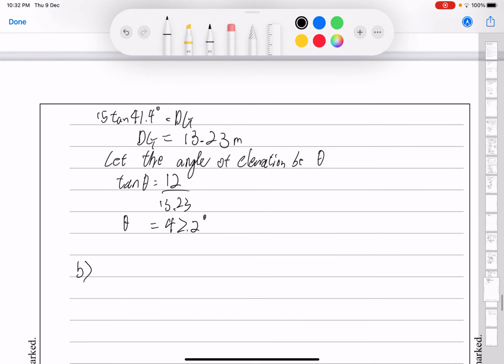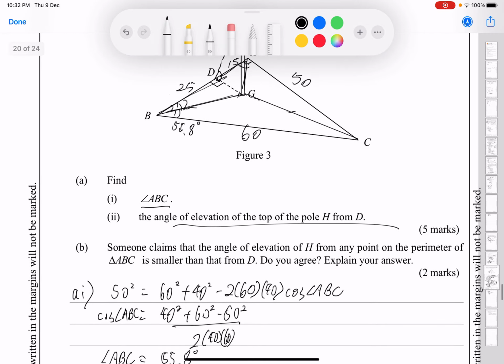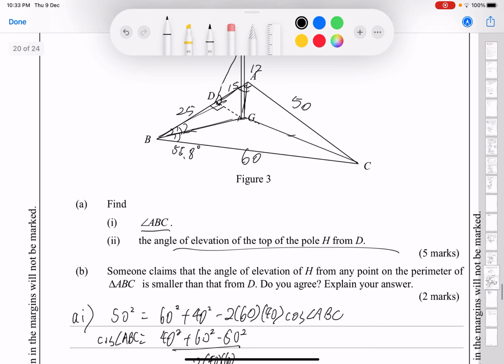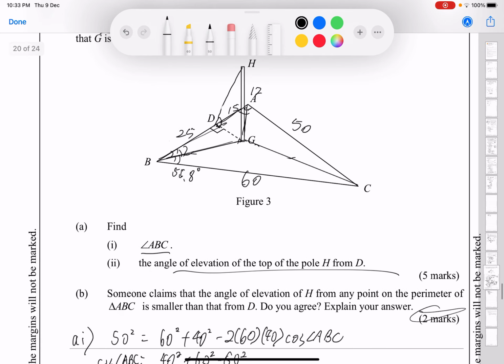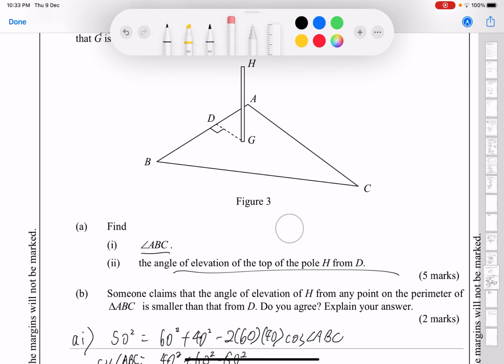Part B. Someone claims that the angle of elevation of H from any point on the perimeter of ABC is smaller than that from D. Do you agree? Explain your answer. Firstly, before starting this question, we can see that it is a 2-mark question, which means that it does not require a lot of calculations. So, by that, we can already quite figure out what it is.